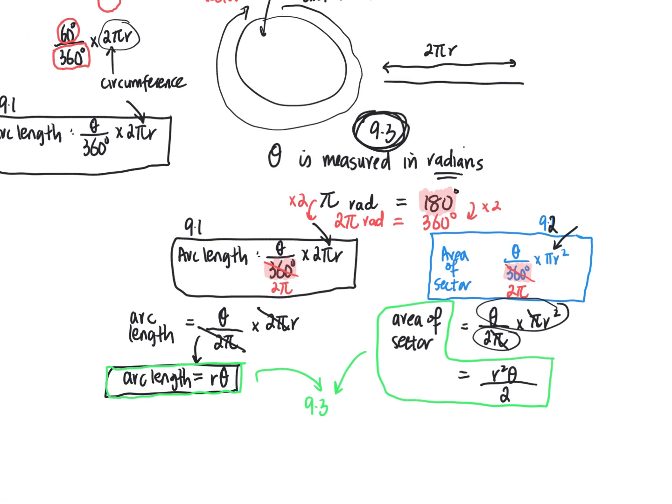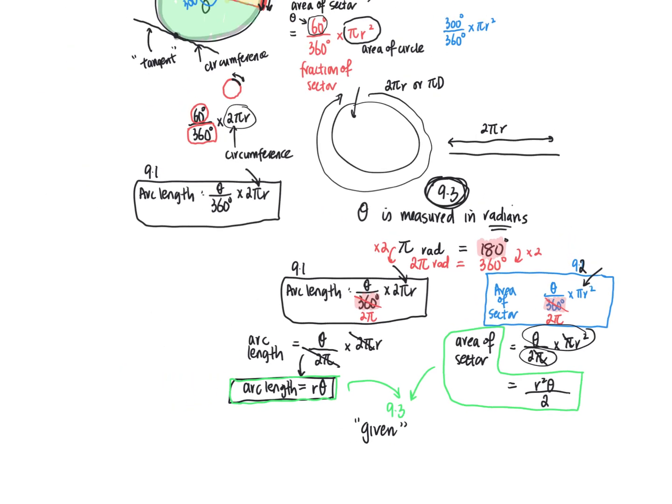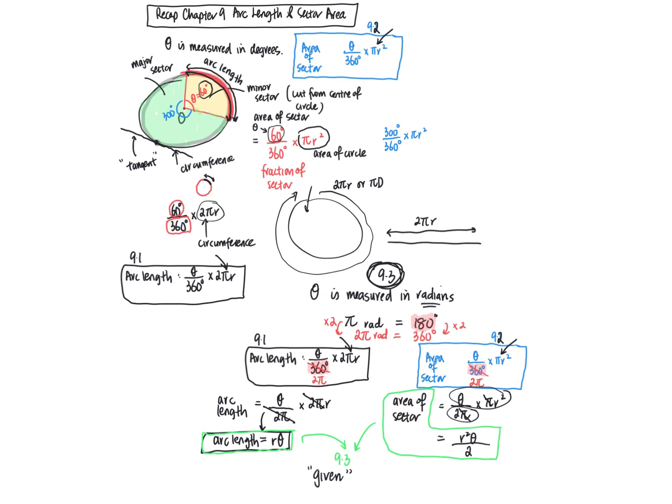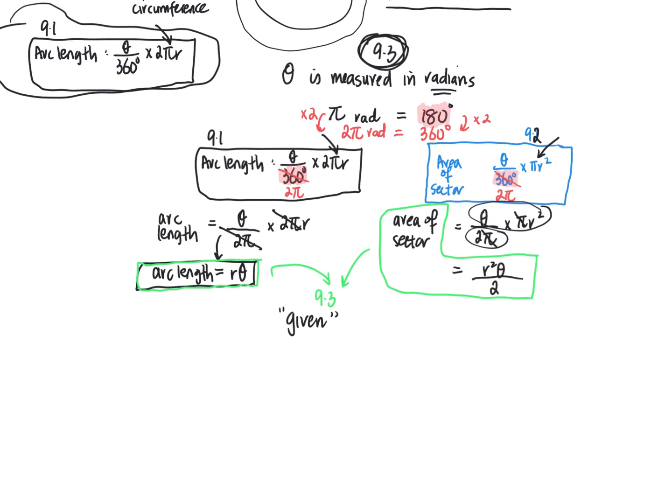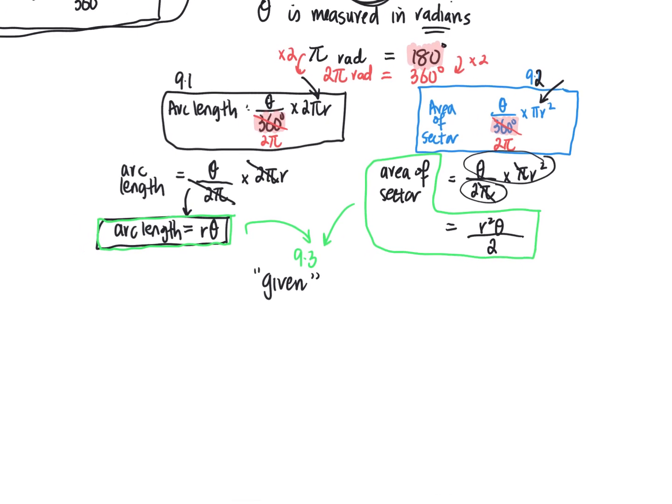But don't worry about memorizing these two formula because it's given in the formula page. These two formula is given. The first two is not given. So this one is not given. This one is not given. So if you want to use, you need to memorize. But it's not difficult to remember. Okay, so just remember that. So this is 9.3.